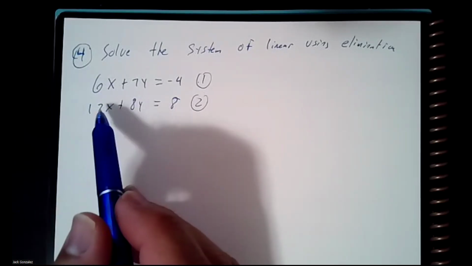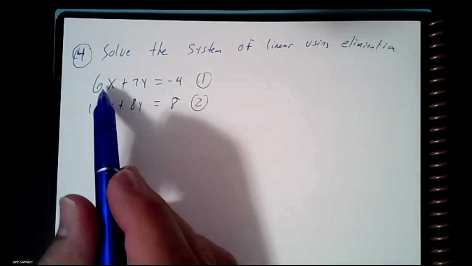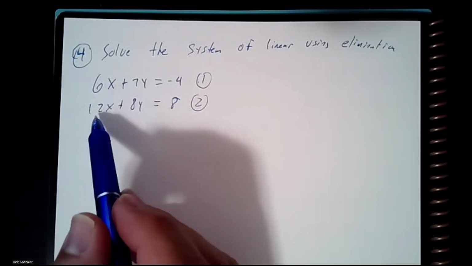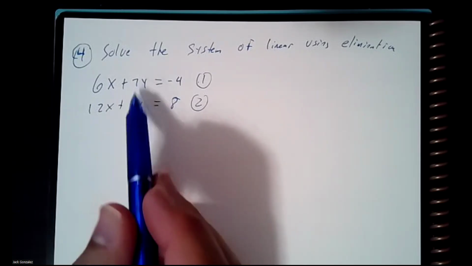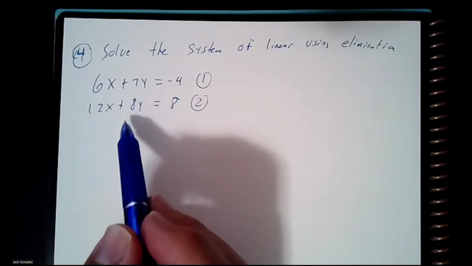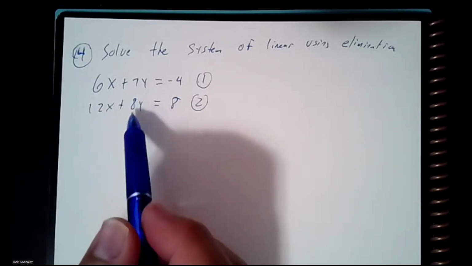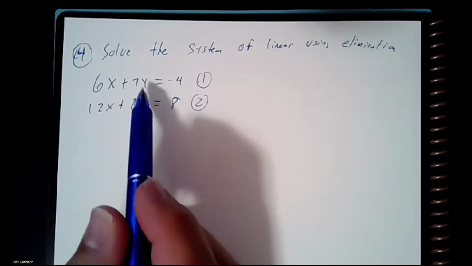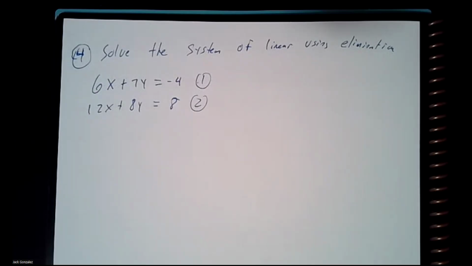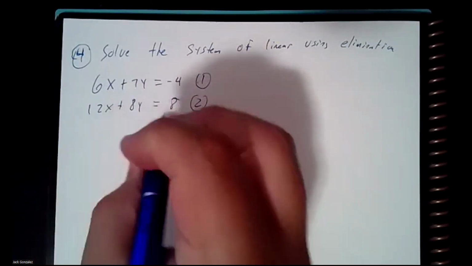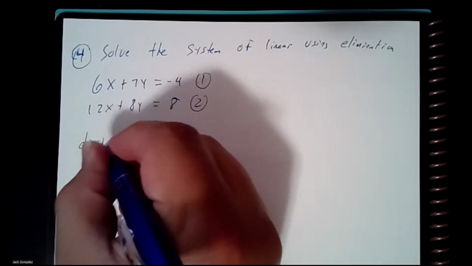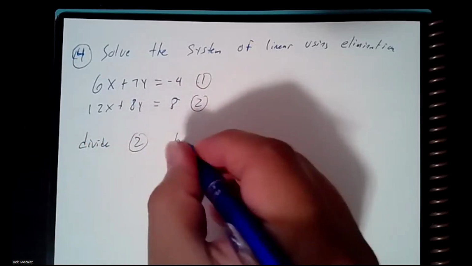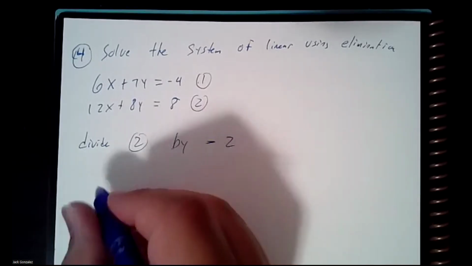So I'm gonna choose to eliminate x because it's pretty close to a six, right? If I cut this in half, I'll be good. Seven and eight, it looks harder to make these the same. It's kind of like doing least common multiple. Okay, so what I'm gonna do is divide equation two by -2.